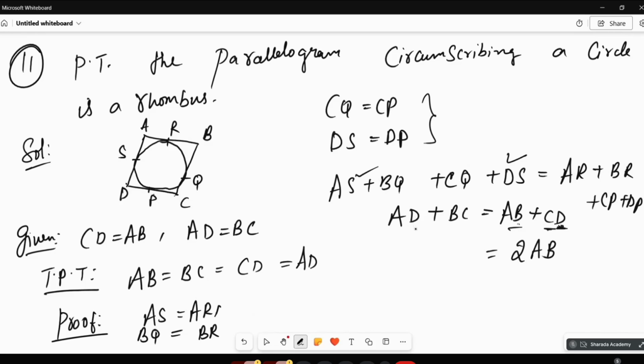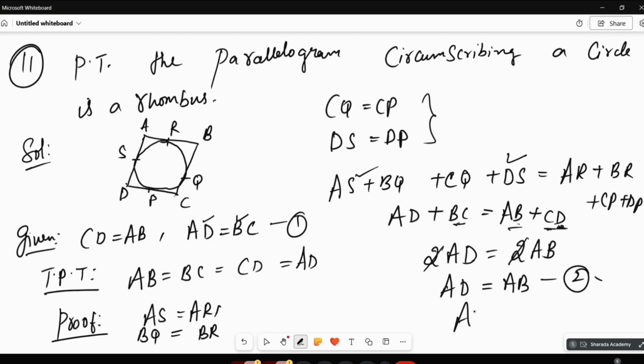Similarly here, I know AD and BC are equal. Instead of BC, I will write AD itself. 2 times AD. So I got AD is equal to AB. I know already AD is equal to BC and also I know AD is equal to AB. Then I can write AD is equal to AB is equal to BC.